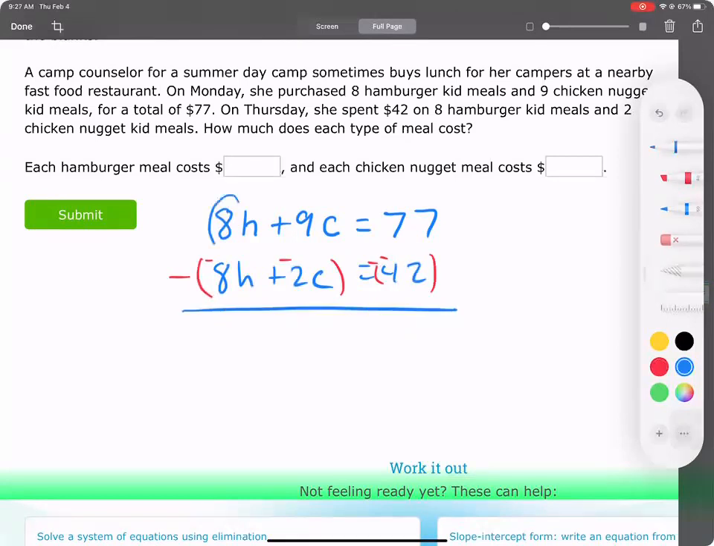I can see that, hey, 8 minus the 8, that's going to be a 0. 9 minus 2 is 7c. And 77 minus 42, that's going to be 35. Divide both sides by 7. Try and clear out the c. C is equal to 5. Hopefully you guys have noticed that 5 times 7 is 35.